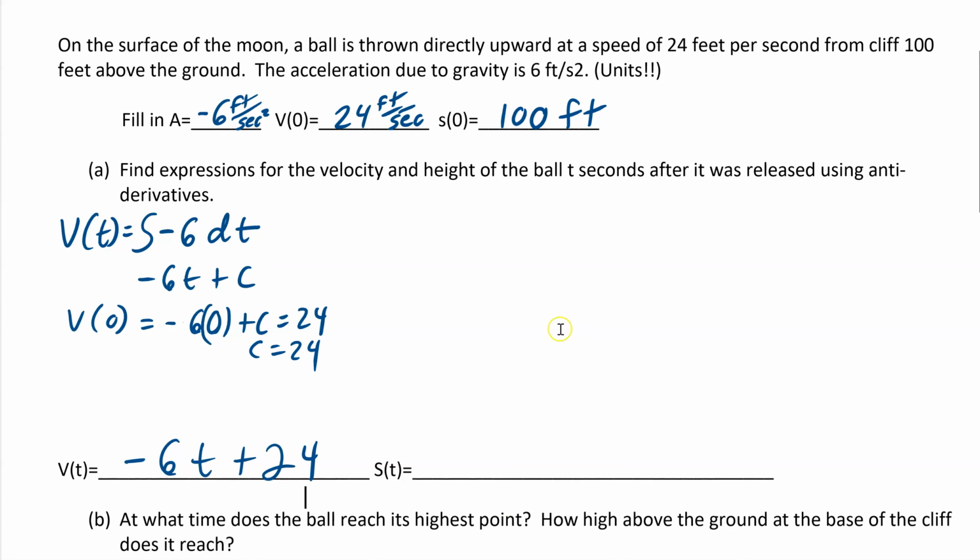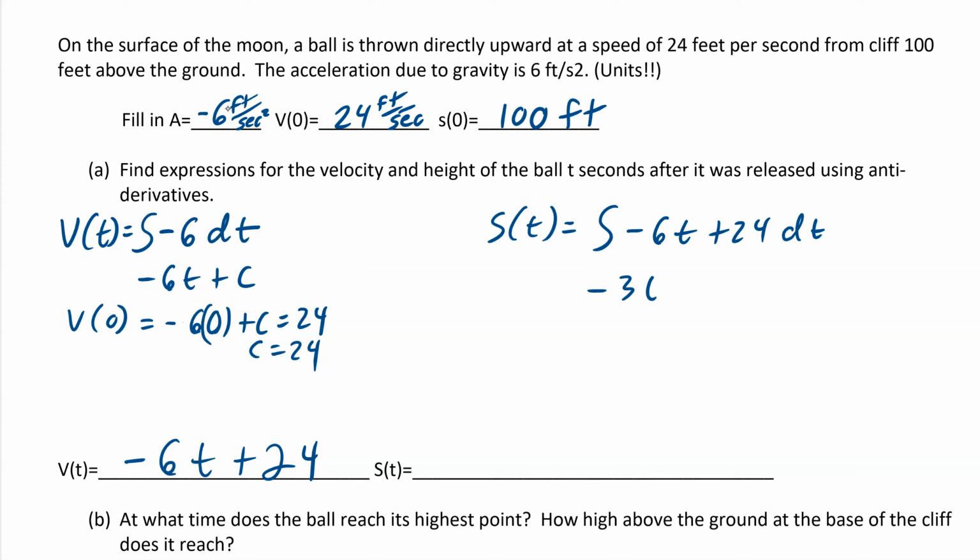And then we stop and check. If I plug in 0, I get 24, perfect. If I take the derivative of this, I get negative 6. Now position. If we take the integral of the velocity, it will give us our position. So remember, the antiderivative of velocity is position.